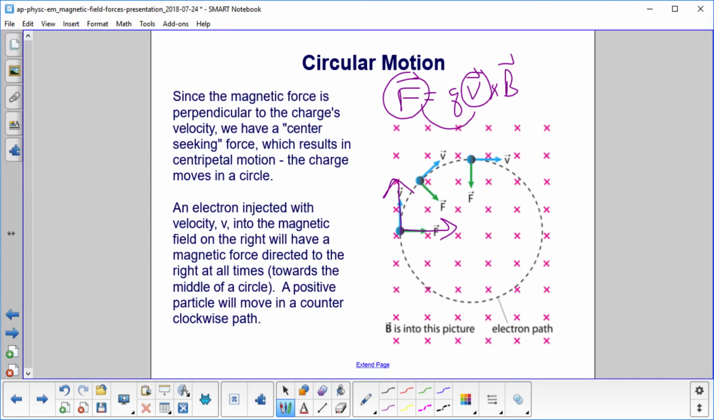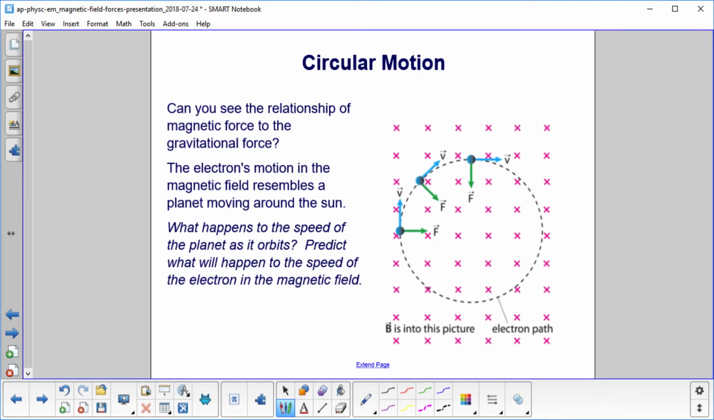So as the charge has a force this way, it'll start pulling it like that, and then again the force will be to the right. No matter where it goes, the force will be to the right, and that just defines circular motion. And what kind of motion do we have, clockwise or counterclockwise? This would be clockwise. If we put a positive particle there with the magnetic field into the page, we would get counterclockwise.